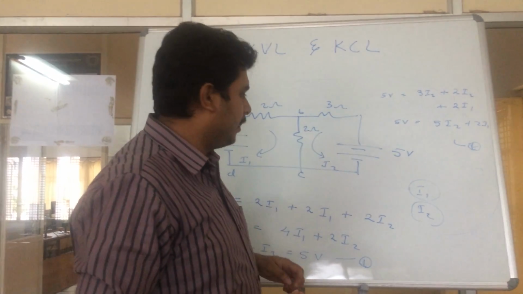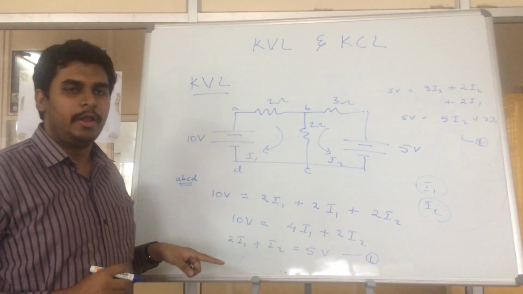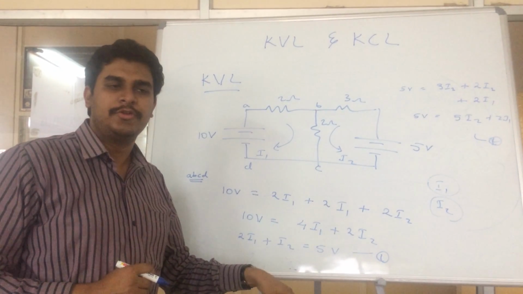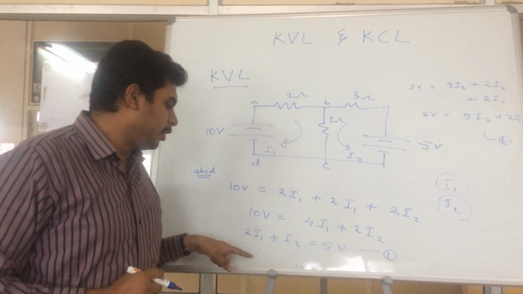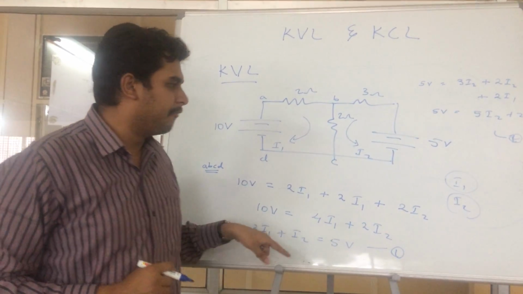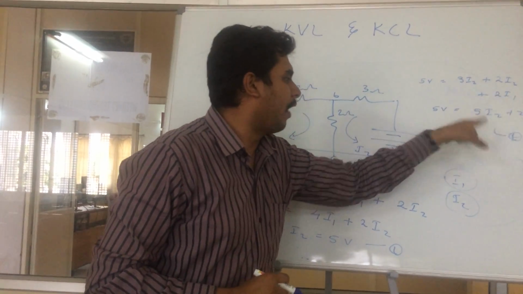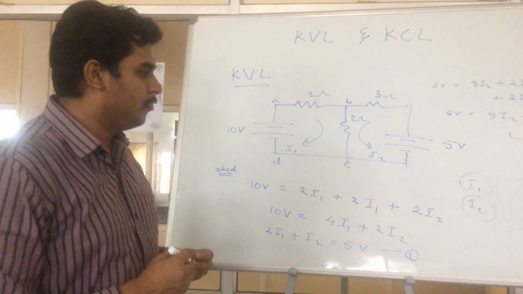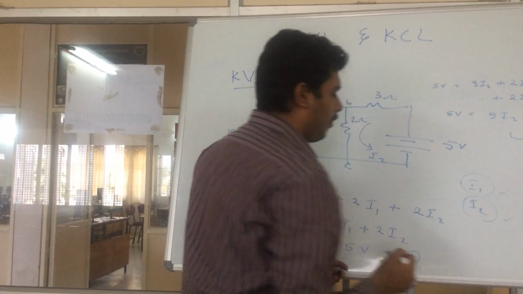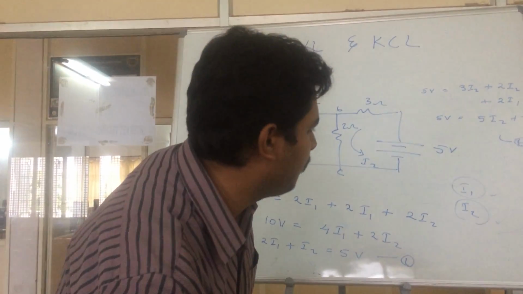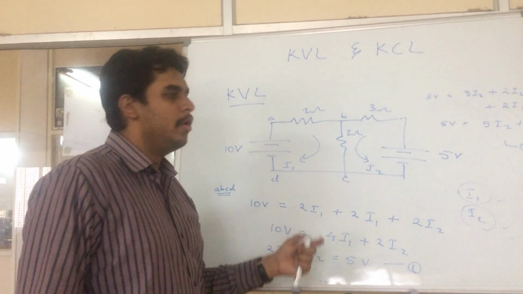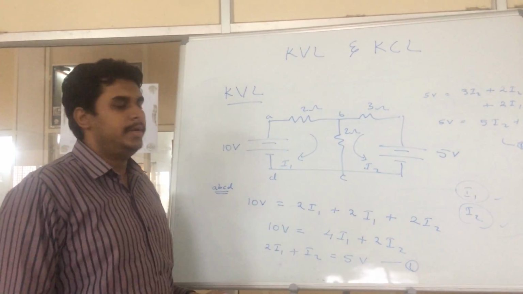By using your calculator, you can solve both the equations. If you go to the equation mode in your calculator, you can put in 2, 1 and 5, and 5, 2, 5 and 5. It will give you the values for I1 and I2. So this is how KVL analysis can be done.